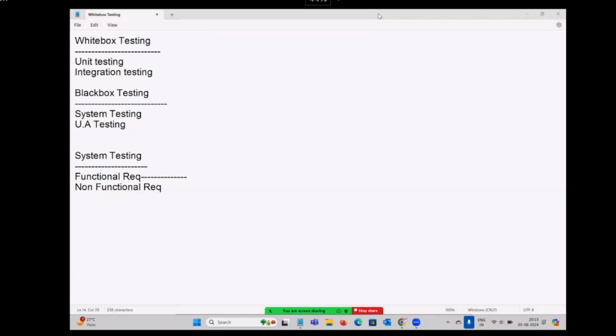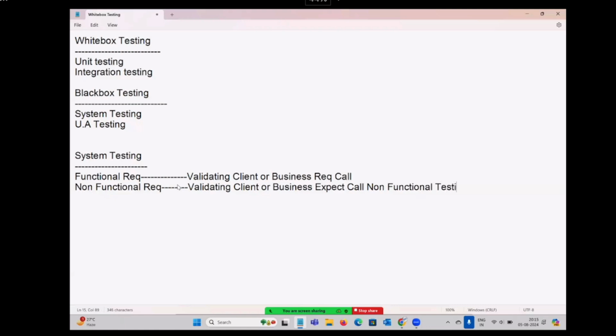Very simple. Validating client or business requirements are called functional, and validating client or business expectations are called non-functional testing. Everyone, first of all, which one is important?